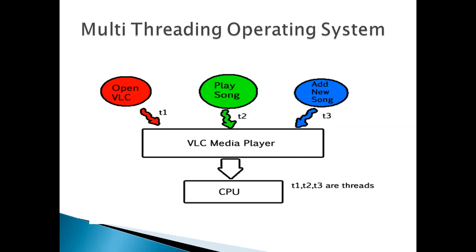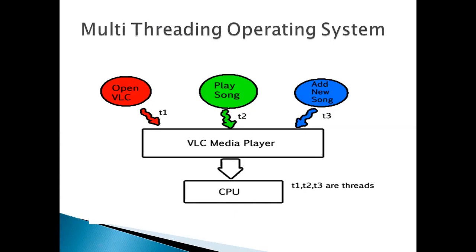Okay, so again look at this diagram. There is only one program which is called VLC media player, and opening it, playing a song, adding a new song, changing volume, all these are different threads. And all these different threads are also handled by the same CPU. So they are called multi-threading. Here the word with multi is threading. That's why we have multi-threading.